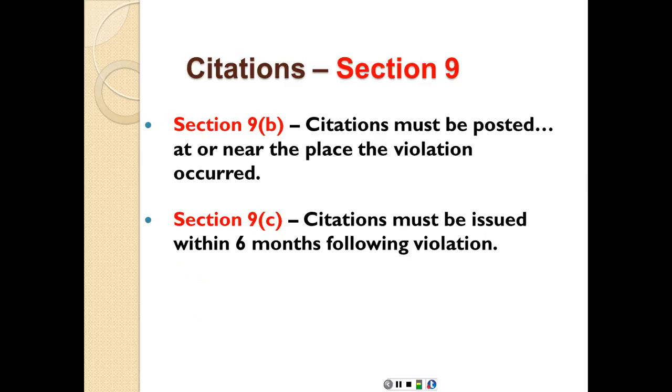Section 9B, citations must be posted at or near the place the violation occurred, so that everyone working in that area would know there has been a violation and they would pay attention not to repeat that violation. Section 9C, citations must be issued within 6 months following the violation. If there's an inspection and the compliance officer or the inspector comes and they cite a violation, if you do not receive a written citation within 6 months, then it's gone. They have to give you a written citation within 6 months from the documentation or the first observance of that violation.